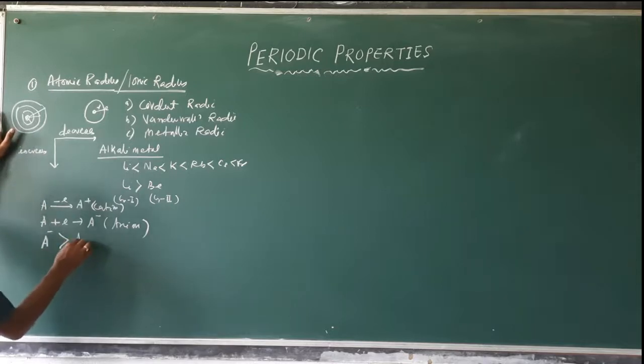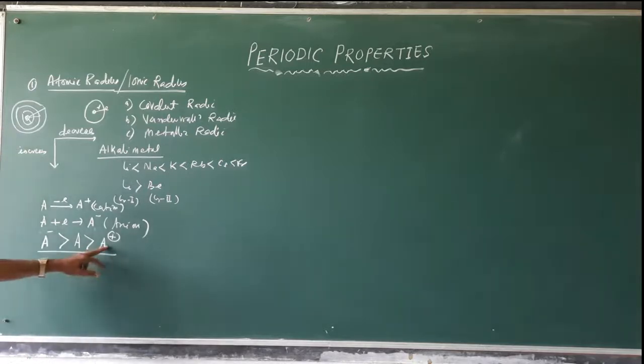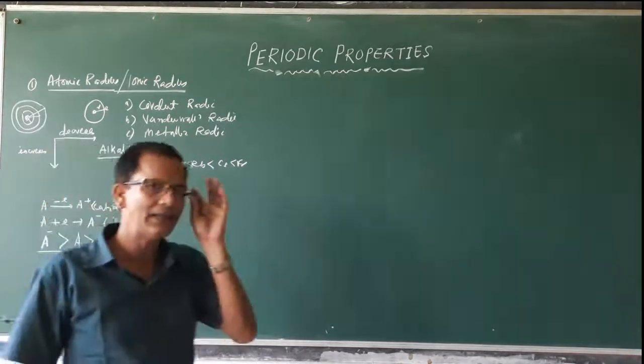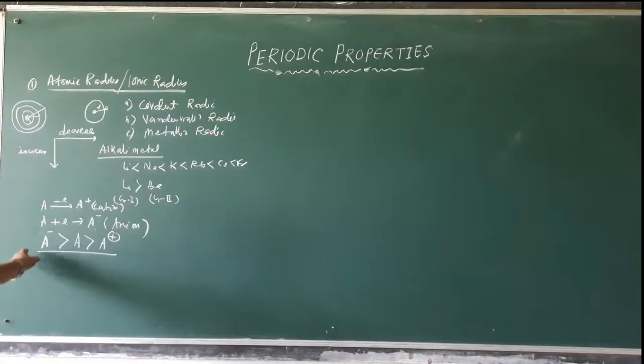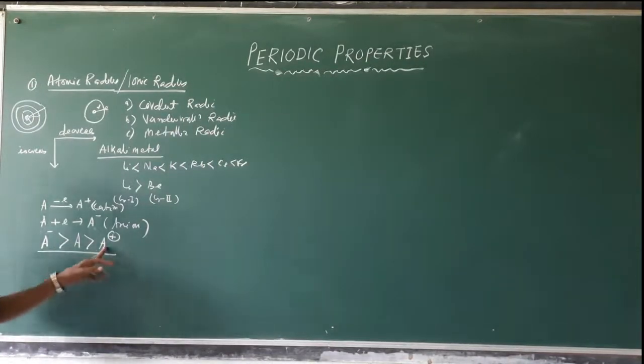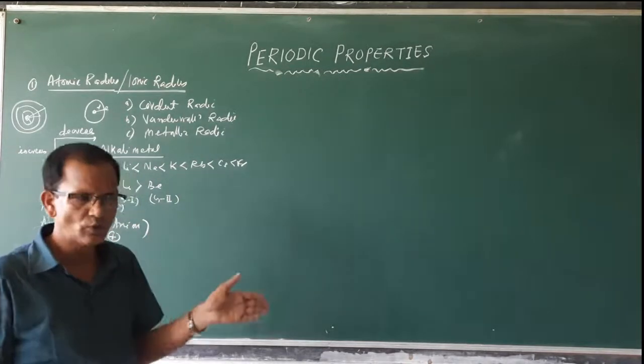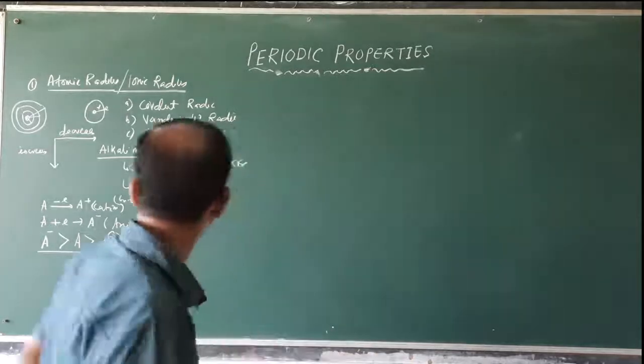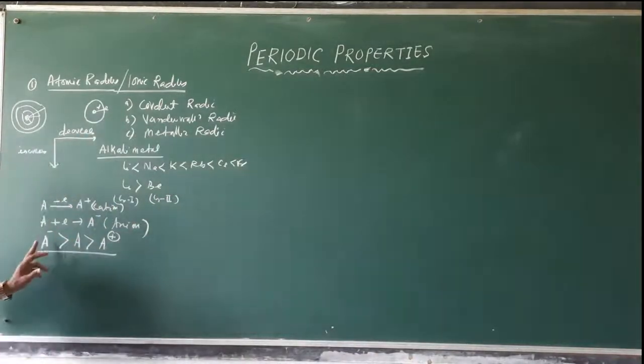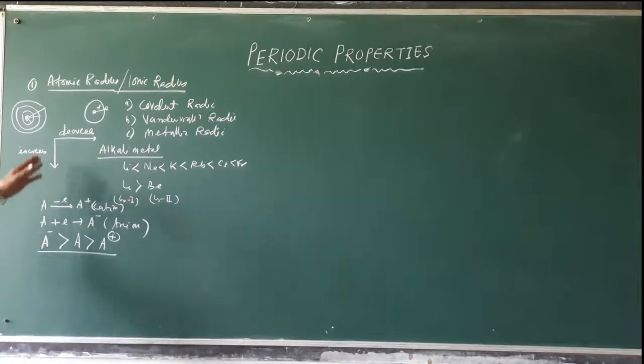Then atom, then cation. So very important comparison. Cation is smaller than neutral atom and neutral atom is smaller than anion. So among cation, anion, neutral atom, anion is the largest compared to atom and its cation. So when electron is added, size increases. When electron is lost, then size decreases. So this is a very important concept between anion and cation. This is regarding your atomic radius and ionic radius.